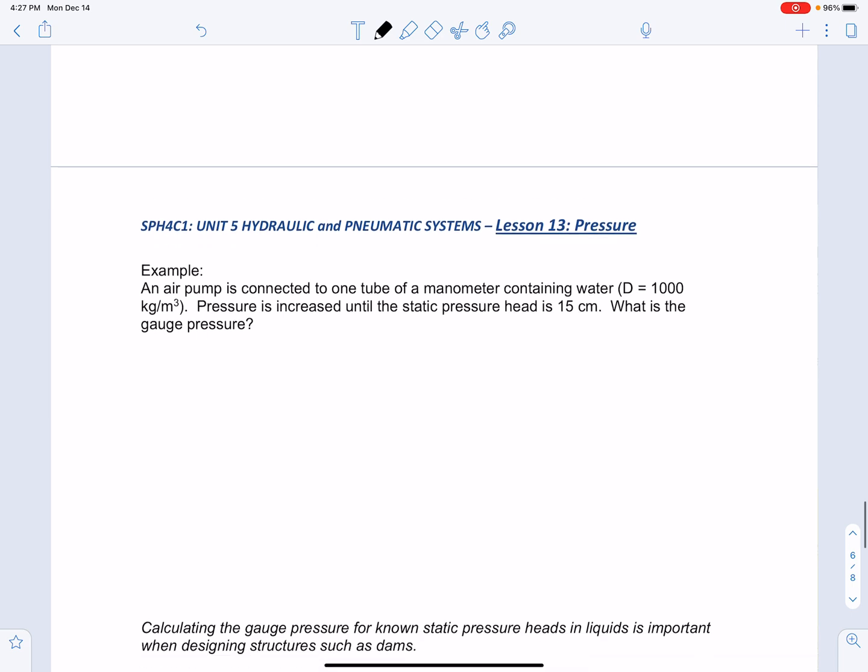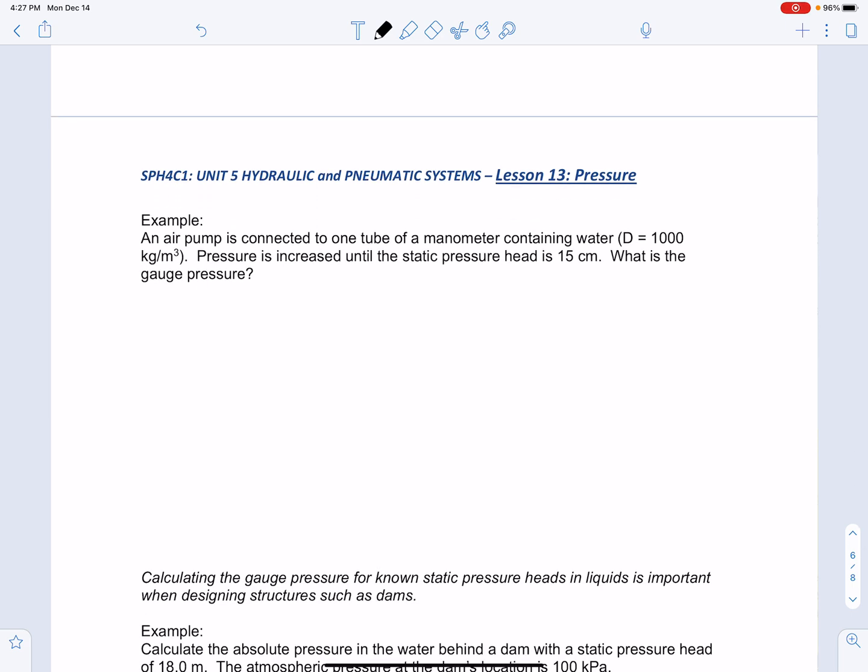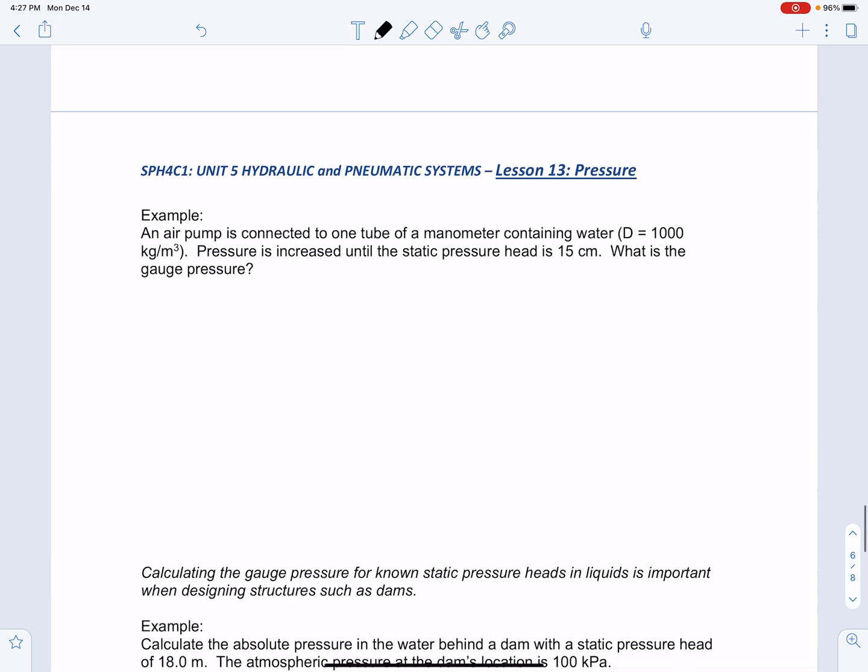Let's try an example. An air pump is connected to one tube of a manometer containing water, and water has a density of 1,000 kilograms per meter cubed. Pressure is increased until the static pressure head is 15 centimeters. What is the gauge pressure? So gauge pressure is equal to d h g, where h will be the difference in height, also known as the static pressure head, so we can calculate this using the data that we have.